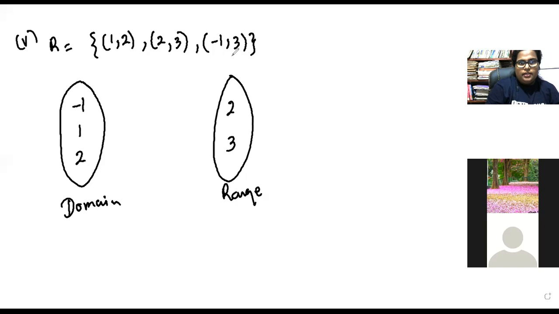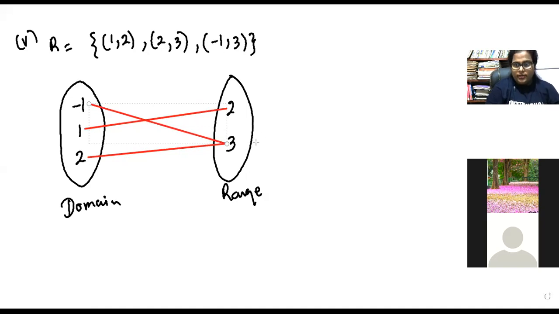So here 1 is mapped to 2. That means 1 and 2 should be mapped, and 2 to 3 should be mapped like this, and -1 to 3 should be like this. This is the mapping diagram for this relation.